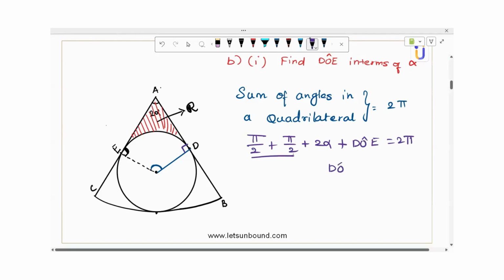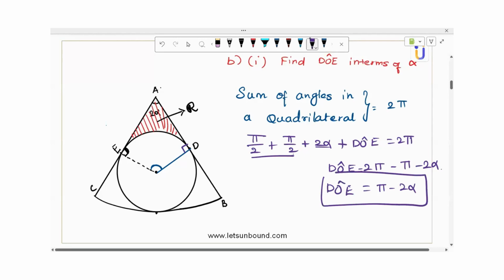So DOE will be 2 pi is there, and this pi will shift over there, minus pi. 2 alpha will shift over, minus 2 alpha. So totally it's pi minus 2 alpha. So angle DOE in terms of alpha is this. Right? And that's the simple first part.